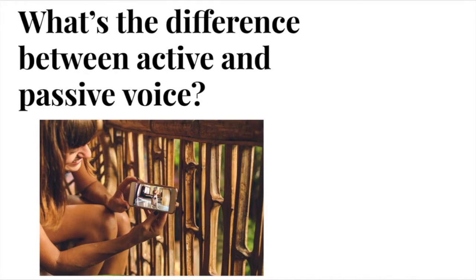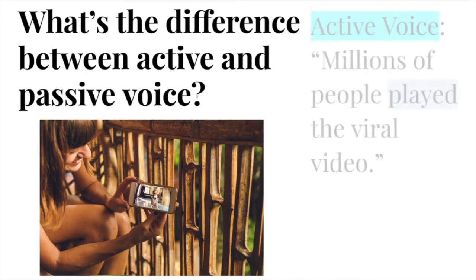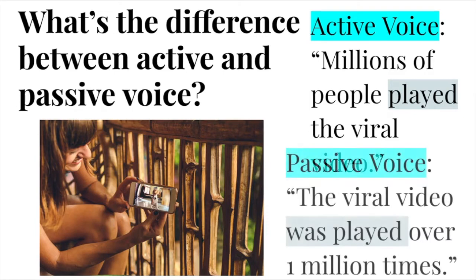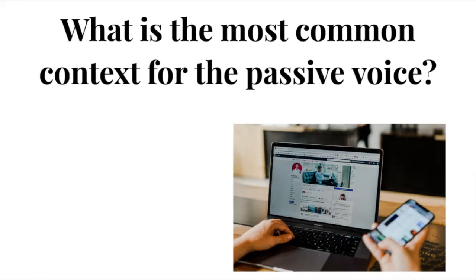What's the difference between active and passive voice? Here's an example of the same sentence in active voice. Millions of people played the viral video. So notice how we have the subject, people, in the beginning. Here's passive voice. The viral video was played over 1 million times. So notice now that we don't have people in this sentence. We just focus on the action about the viral video being played.